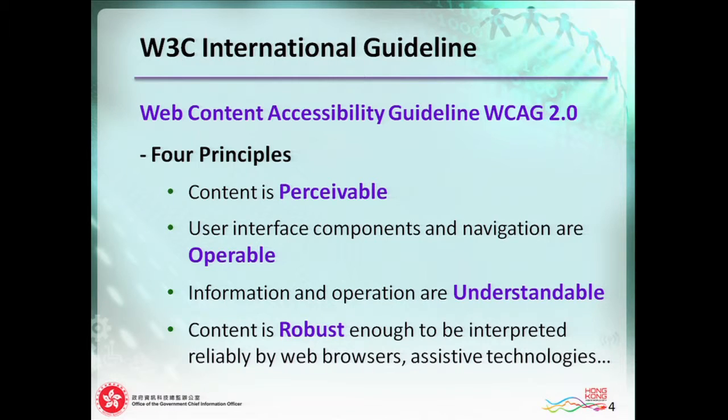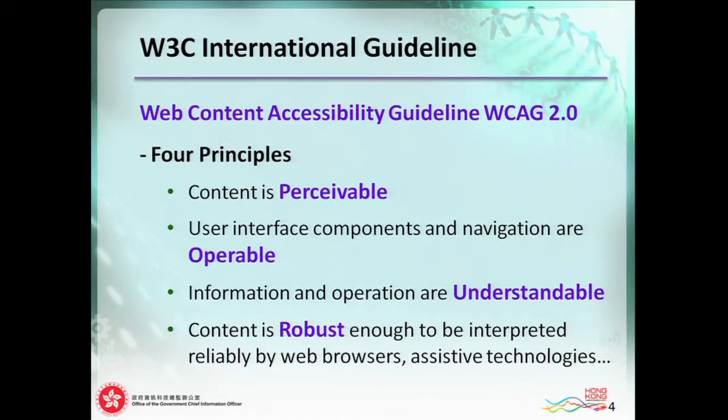Second, the components and navigation are operable. For example, you have to make your web pages operable using the keyboard only, without a pointing device. Why? Because some persons with a physical disability couldn't use a pointing device or a mouse as efficiently as the able-bodied.